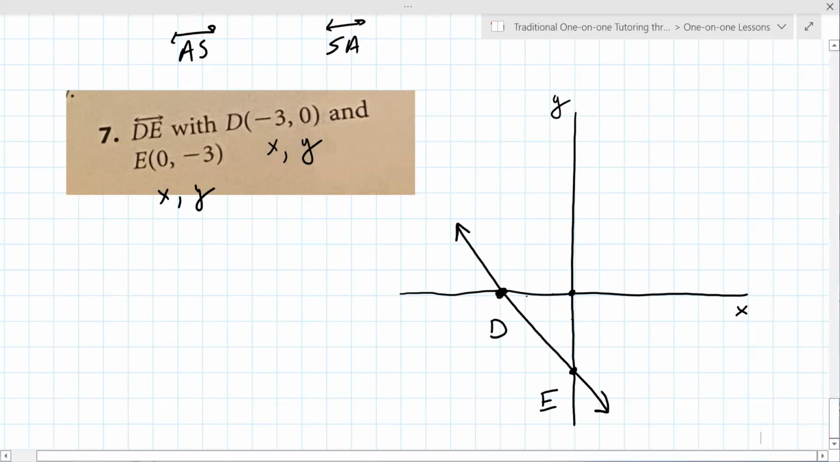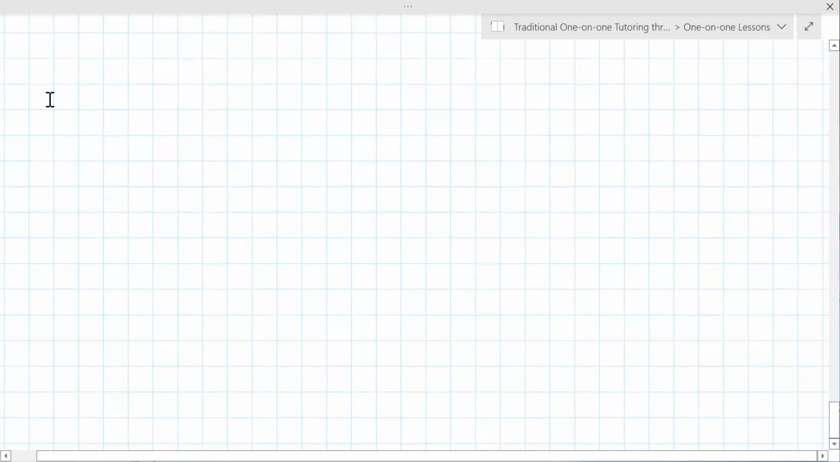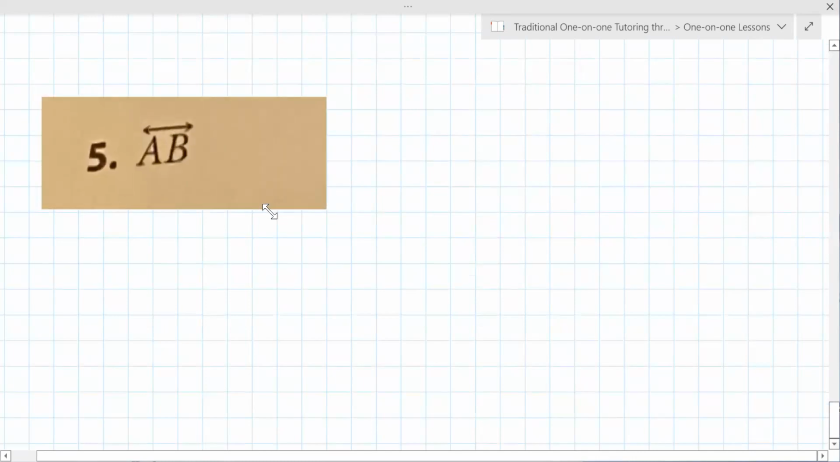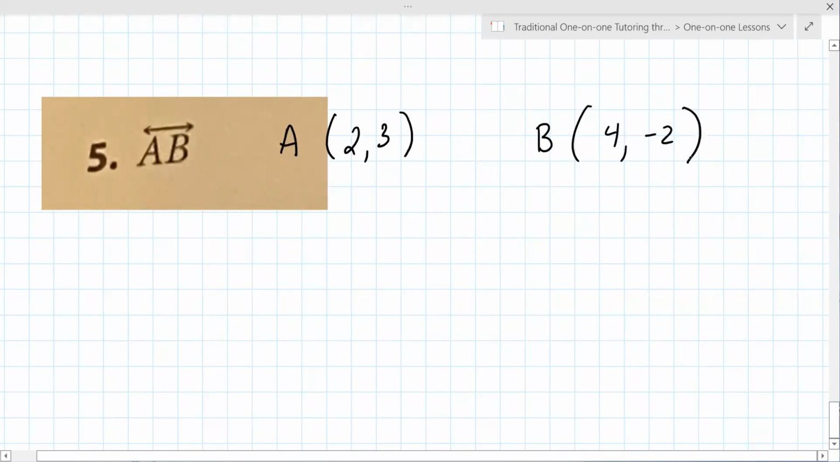Okay, so let's take a look at question 5. And we're going to make this more like question 7. I'm going to tell you that A has the point 2 comma 3 and B has the point 4 comma -2. Okay, so I want you to make your XY plane again.